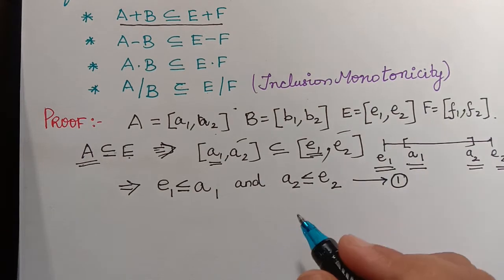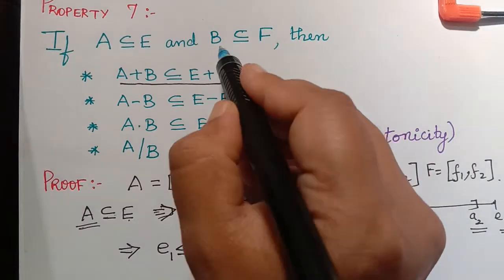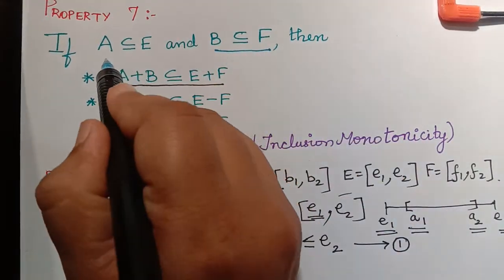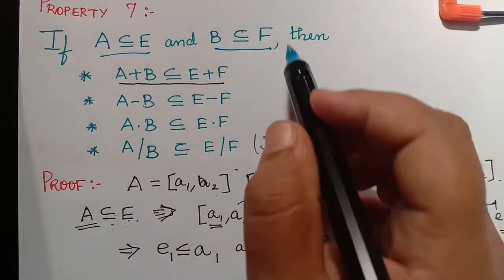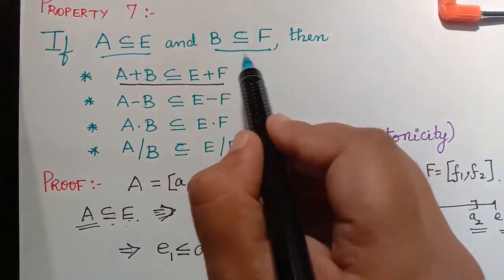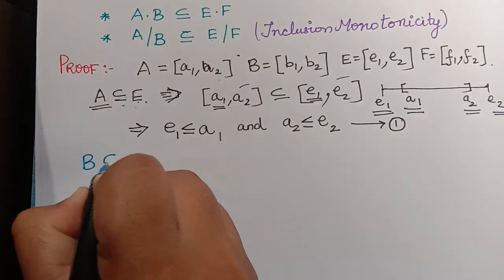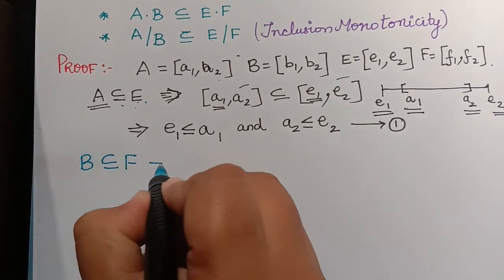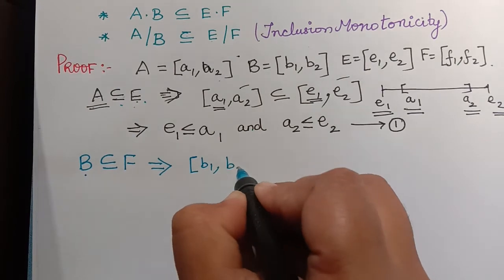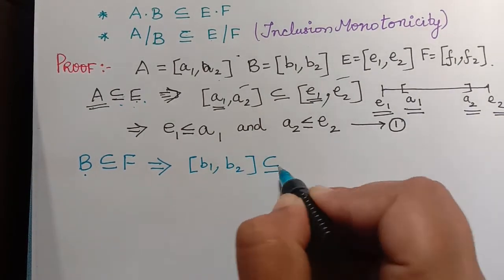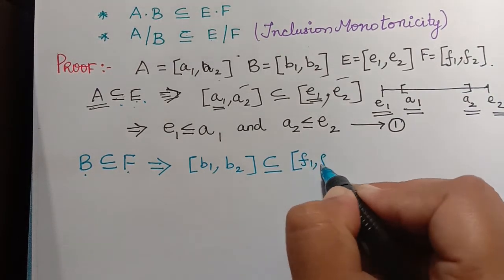Now it is also given that B is a subset of F. First we saw that A is a subset of E, using which we obtained equation 1. Now in a similar manner we consider that B is a subset of F. So what does that imply? B, the closed interval B1 comma B2, is a subset of the interval F, that is the closed interval F1 comma F2.